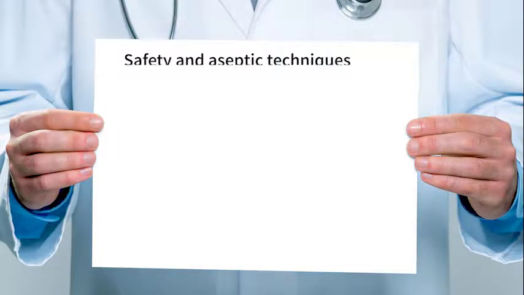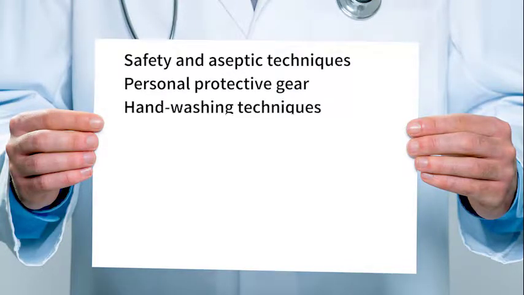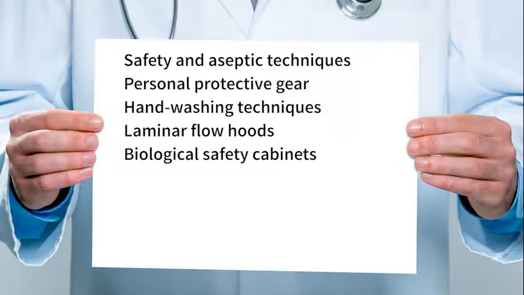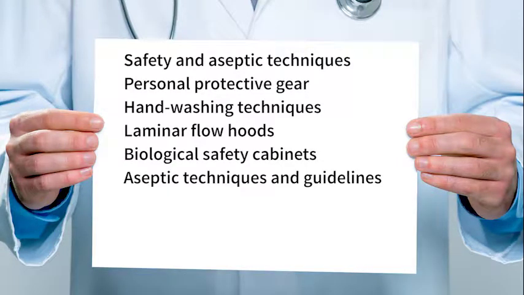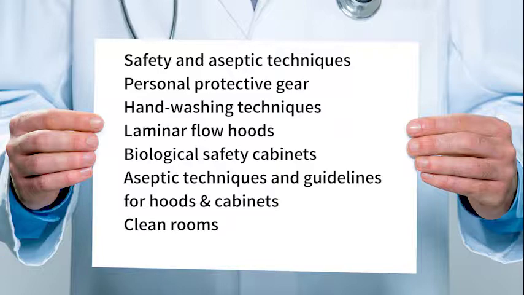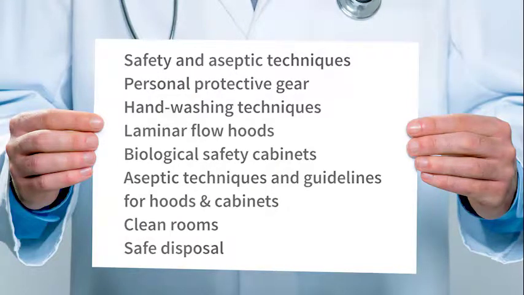Some of the things that we're going to take a look at in this particular module are general safety and aseptic techniques, which is going to include the use of personal protective gear, hand washing techniques, which is important, the use of laminar flow hoods, biological safety cabinets, aseptic techniques and guidelines for hoods and cabinets themselves, clean rooms, and of course, safe disposal.